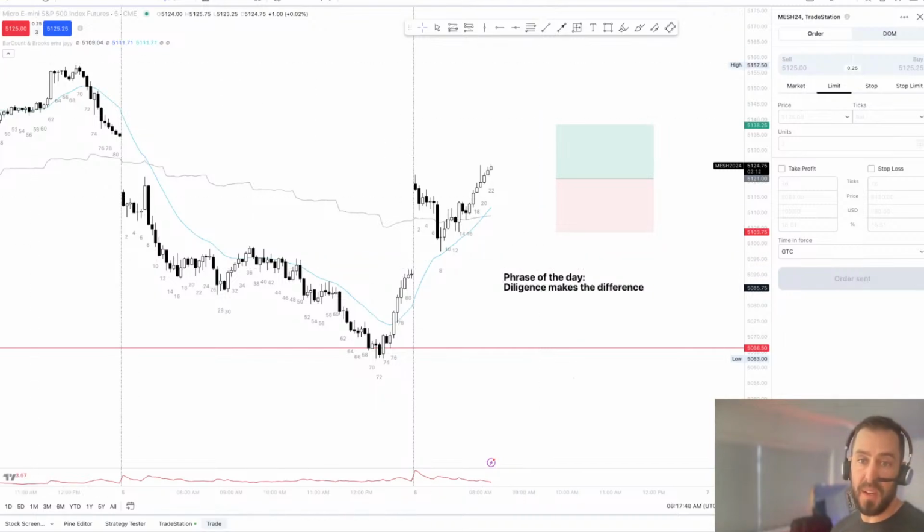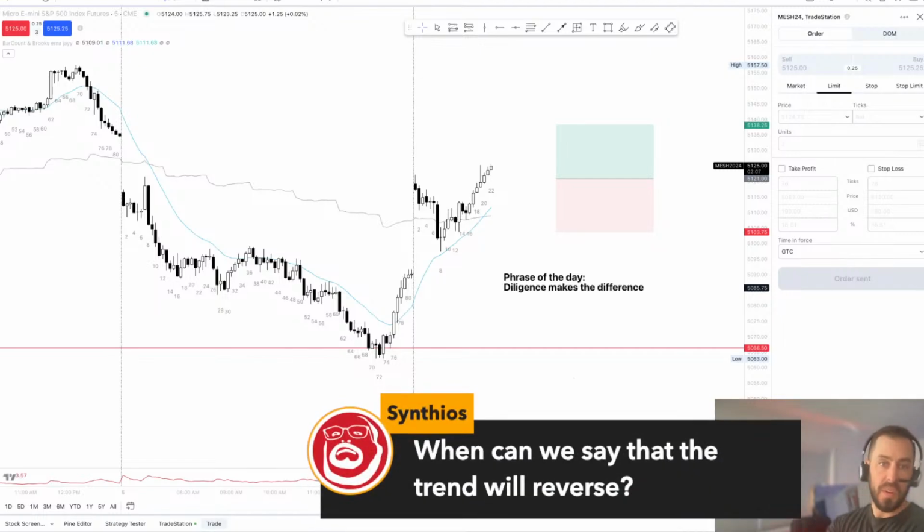Great question from Johan, right? When can we say that the trend will reverse? We can't. It's a good question. The answer is we cannot. The only thing we can do is trade the probabilities. So, I see what you're getting at, Johan, but wrong question. I'll give you a chance to rephrase the question.